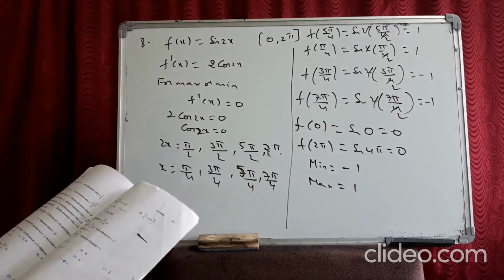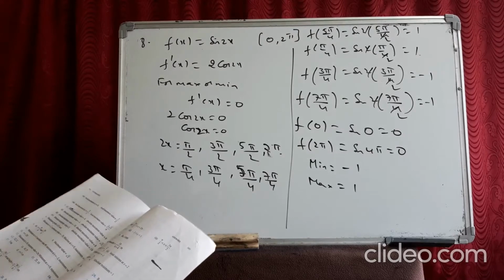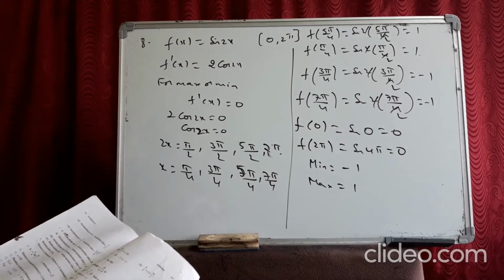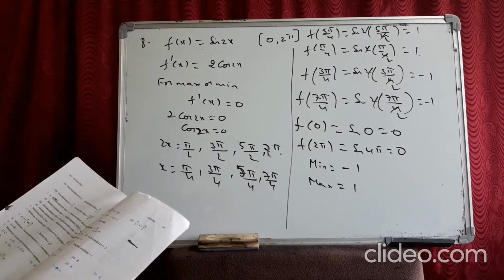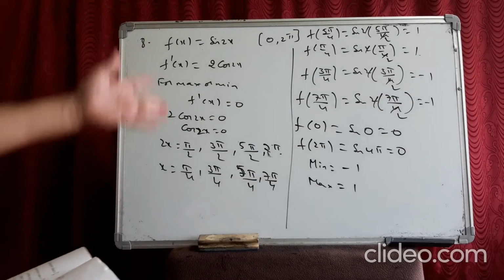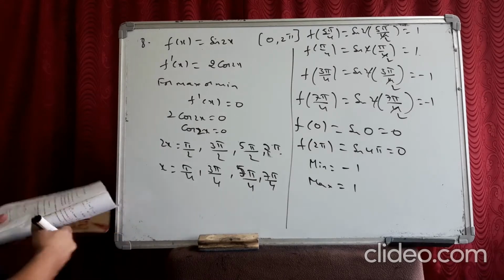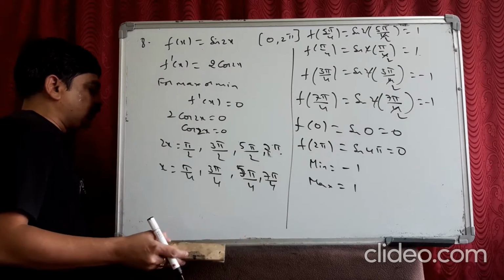So the maximum value will be 1 and the minimum value will be minus 1. At pi by 4 it is maximum, and at 5 pi by 4 it is minimum, and you can take the other two values also. Okay, right. Now let's go to the next question.